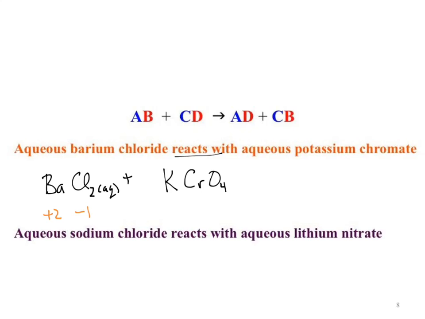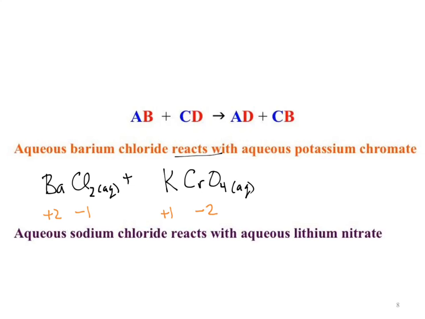What's the phase? Aqueous. Before we move on, what else do we need? Balance it. What's the charge on potassium? How do you know it's +1? Periodic table. Chromate. Charge. Minus is a good start.